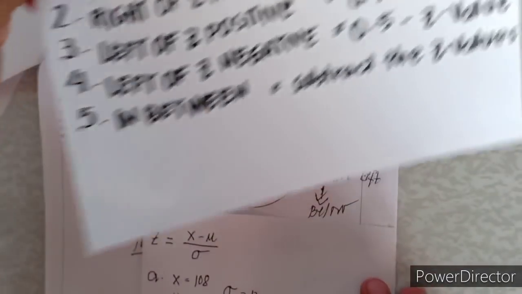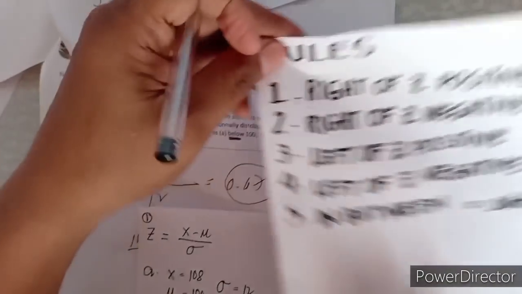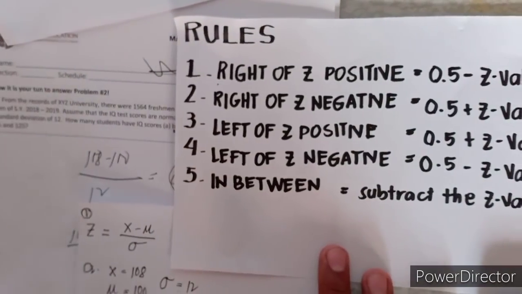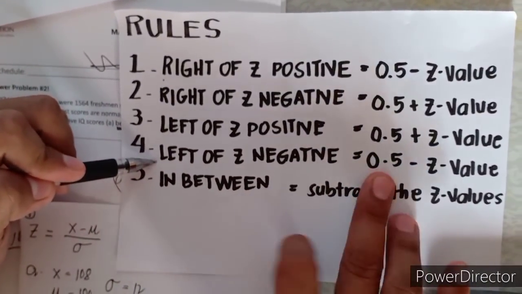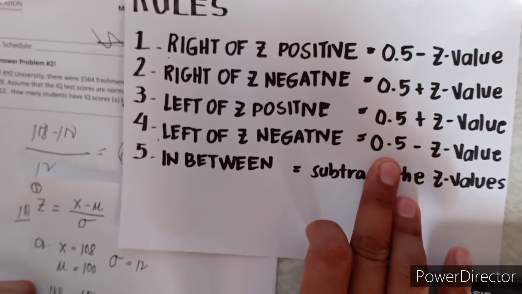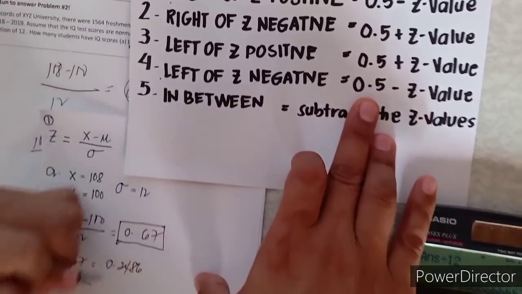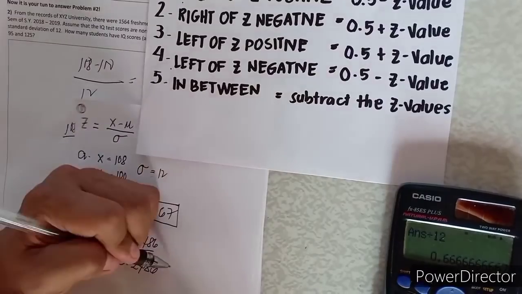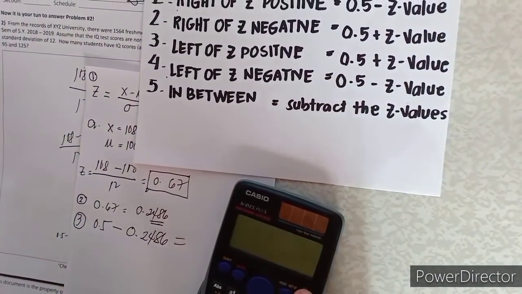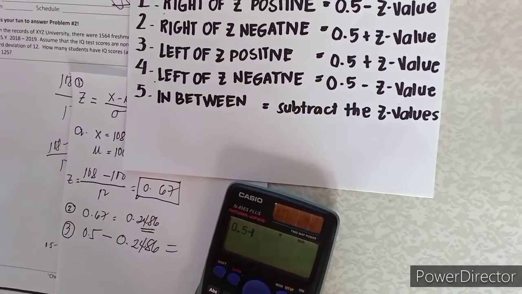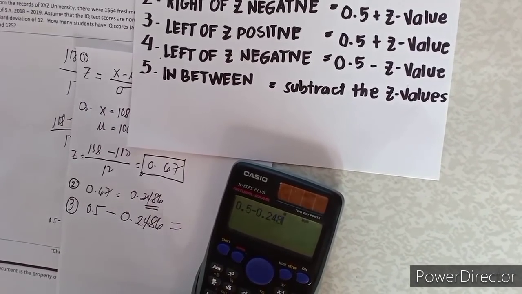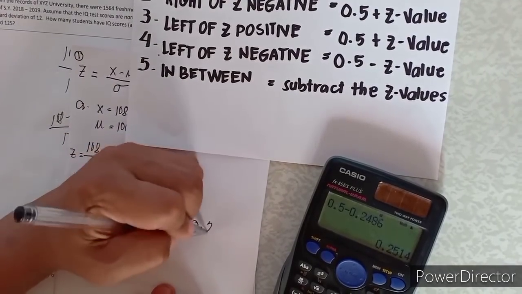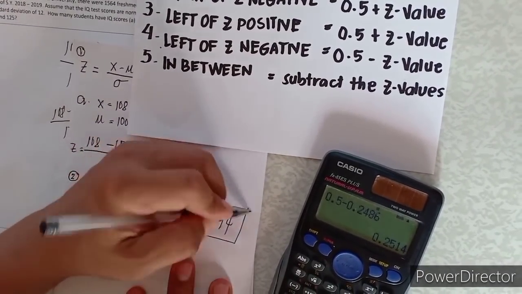Okay? Consulting our rule, ano po yun? Negative left. Left of Z negative. Sabi niya, 0.5 minus yung nakuha natin, which is 0.2486. Nakakasunod, Ma'am Tintin? Yes. Equal to, this is 0.5 minus 0.2486 equal to, we have now 0.2514. May nakuha na po tayo.